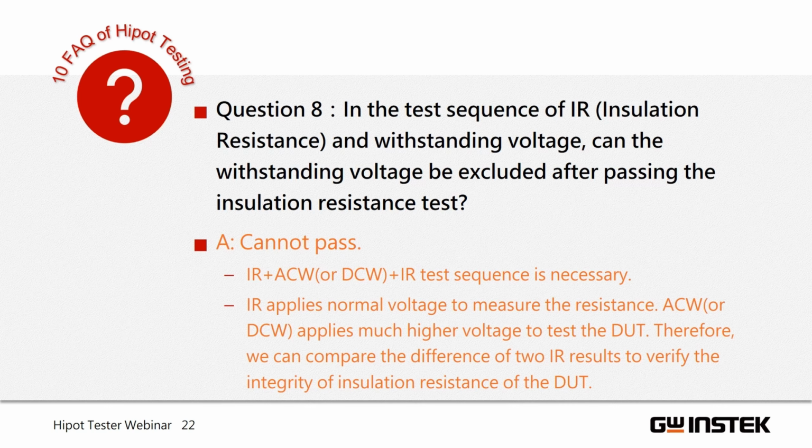IR test usually applies the rated voltage to measure the resistance, while the withstanding test is conducted at a much higher voltage. If there is a small defect in the insulation structure of the DUT, it may not be detectable during an IR test since the test is conducted under normal working voltage conditions only. Therefore, in order to verify the integrity of the DUT's insulation resistance, we can conduct a withstanding test between two IR tests and compare the difference in the IR results.